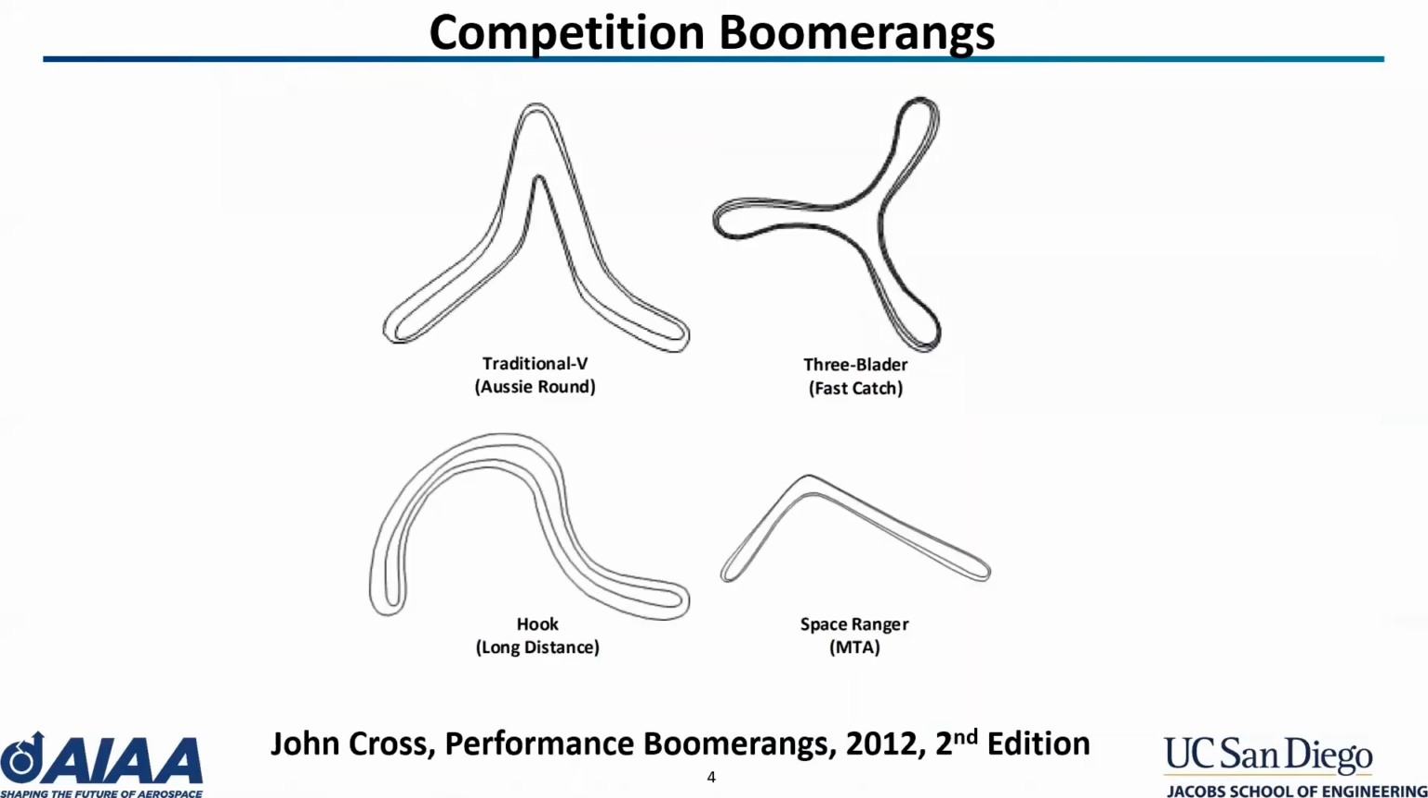There are a wide variety of competition events. At each competition event, a specific type of boomerang is used to achieve the maximum score. For example, a traditional V is used in the Aussie round, while a three-blader is the most common type of boomerang used in fast catch. Other examples are the hook that is commonly used in long-distance competitions, while odd-looking boomerangs such as the Space Ranger are used in the MTA event.